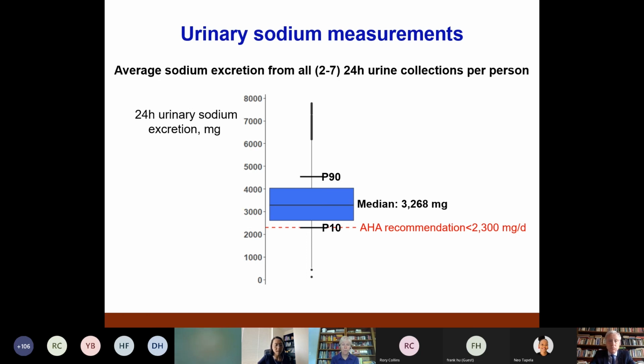And if we look at the 10th percentile of sodium excretion, it's closer to the upper limit of sodium intake recommended by the American Heart Association for general adults, suggesting that around 90% of the participants consumed more sodium than recommended.